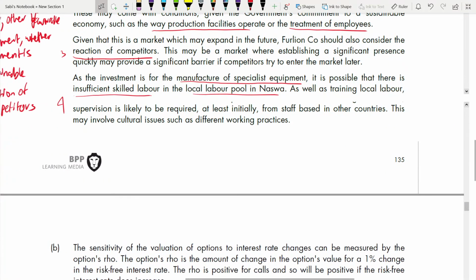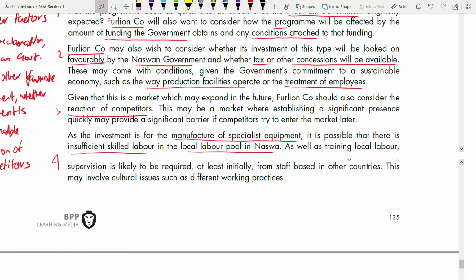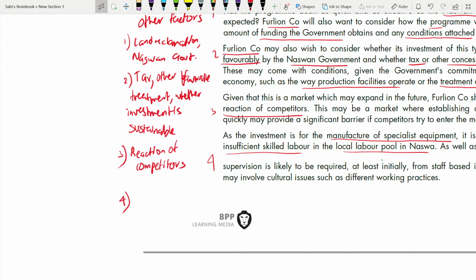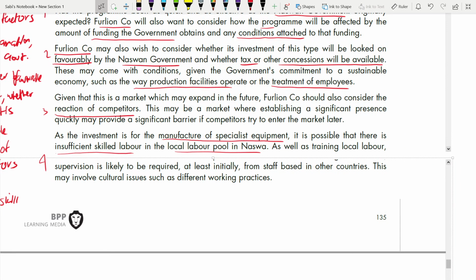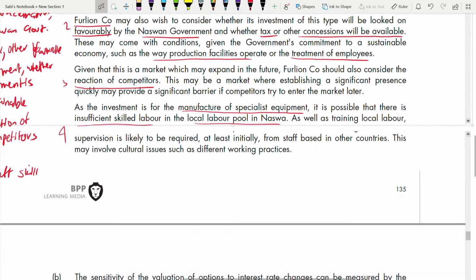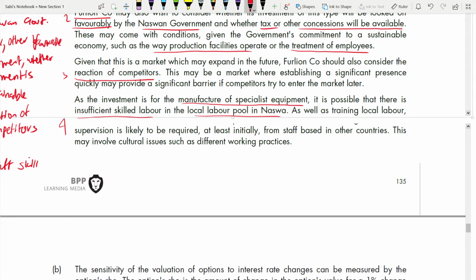So what does it mean? Insufficient skilled labor. You have to talk about labor. So the fourth point is about labor, staff skill. Whether the staff is skilled enough to do that or not. As well as training local labor, supervision is likely to be required. You have to train those local labor. It is required at least initially from staff based in other countries. This may involve cultural issues such as different working practice.